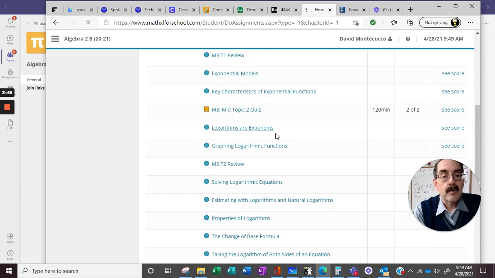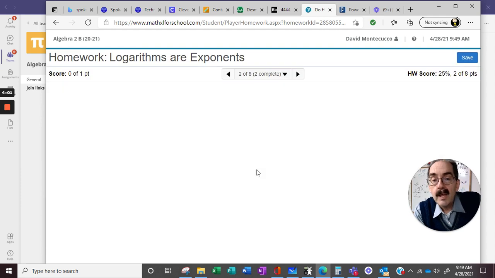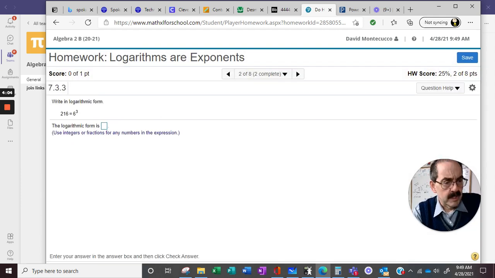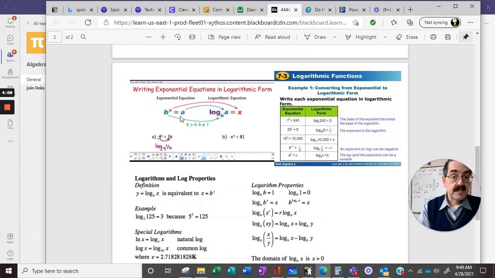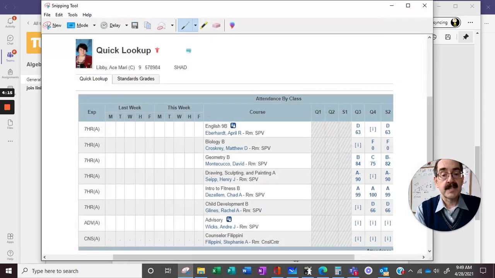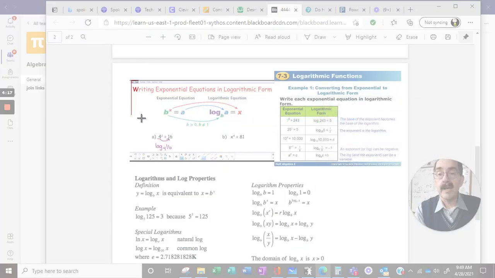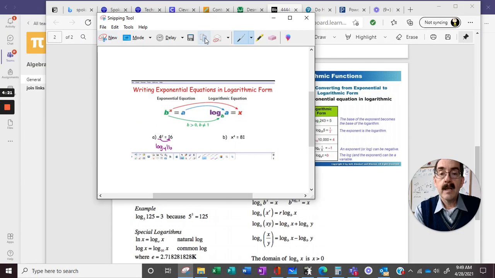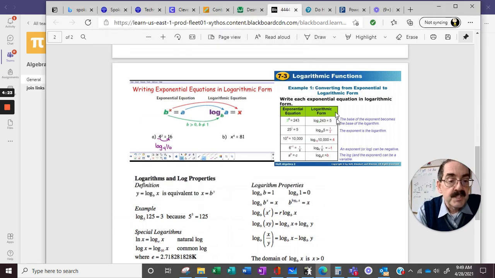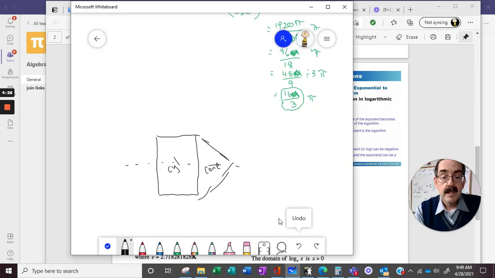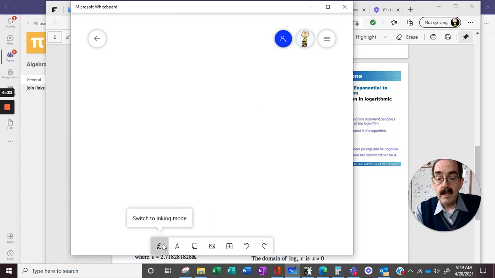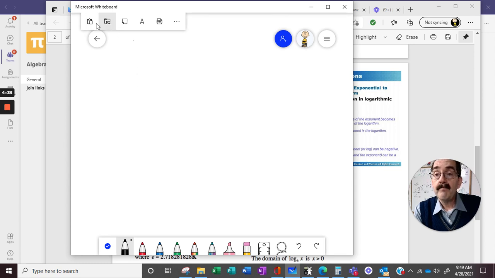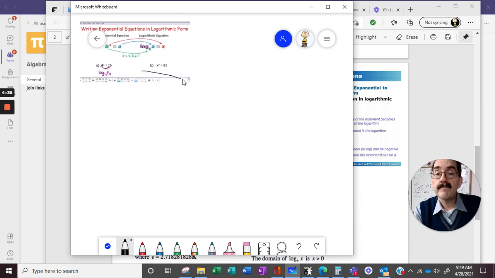In our quiz, logarithms are exponents. And I think this is where we're translating. Yes, write the logarithmic form. We have to go back and forth: b to the x equals a, log base b of a equals x. It's like translating, Spanish to English, English to Spanish. So let's clear the canvas, and we're going to see if we can paste that in here. Perfect.